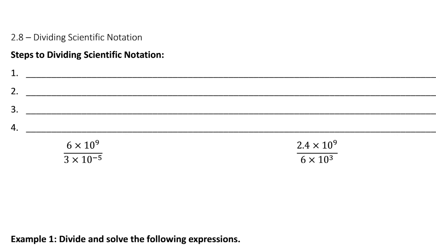All right, so we're going to talk about dividing scientific notation. So the first thing we do is move over the decimal one place to the right to make it into whole numbers. So we move the decimal place one place to the right.